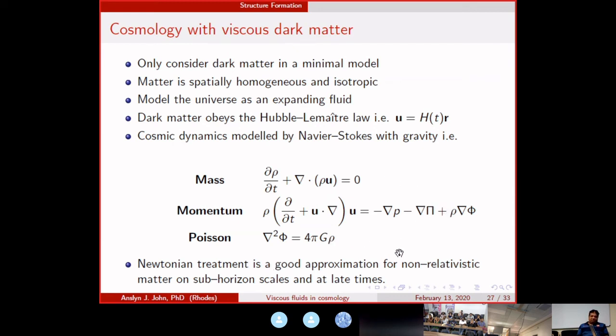Now, you might think that one has to use relativity in order to do cosmology. However, this Newtonian treatment is an incredibly good approximation for non-relativistic matter, like dark matter, moving fairly slowly on scales below the horizon and at late times. If you're including radiation and neutrinos at very early times, then you have to use full relativistic cosmology, and that's well known. But this is in very good agreement with observations.